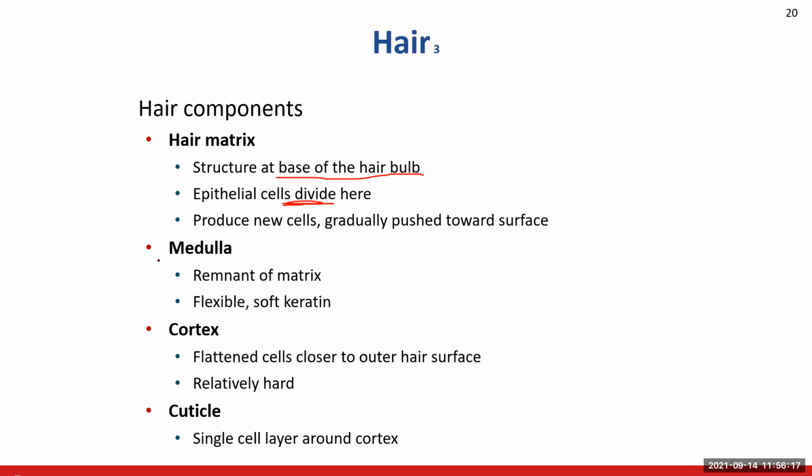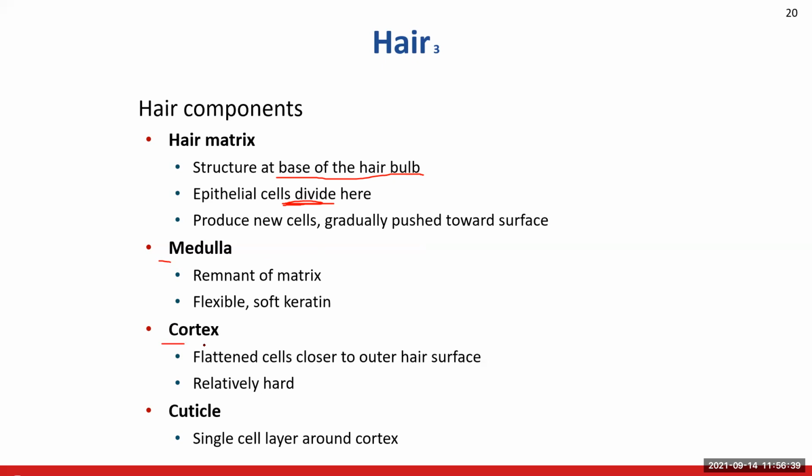Now, these two terms, medulla and cortex, you're going to see used throughout this course, describing certain anatomical regions of certain structures. For example, the adrenal gland. The outside of the adrenal gland is called the cortex. The inside is called the medulla. And it's covered by the capsule of the adrenal gland.